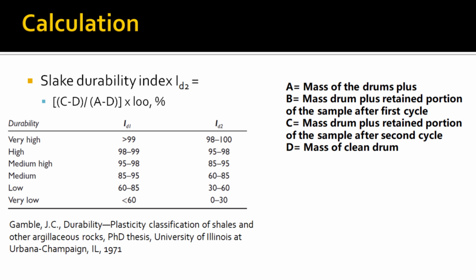There have been classifications given by Gamble, which correlate the retained weight and durability. So if the percentage retained after the second cycle ranges between 98 to 100%, then the durability of the rock material against slaking is quite high. On the contrary, if the retained percentage lies between 0 to 30%, which is true for some sedimentary rocks, then the durability is quite low.